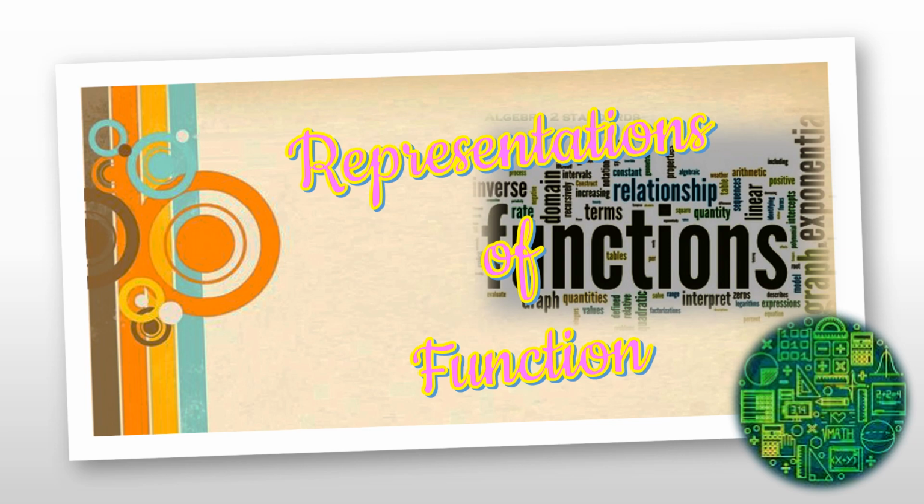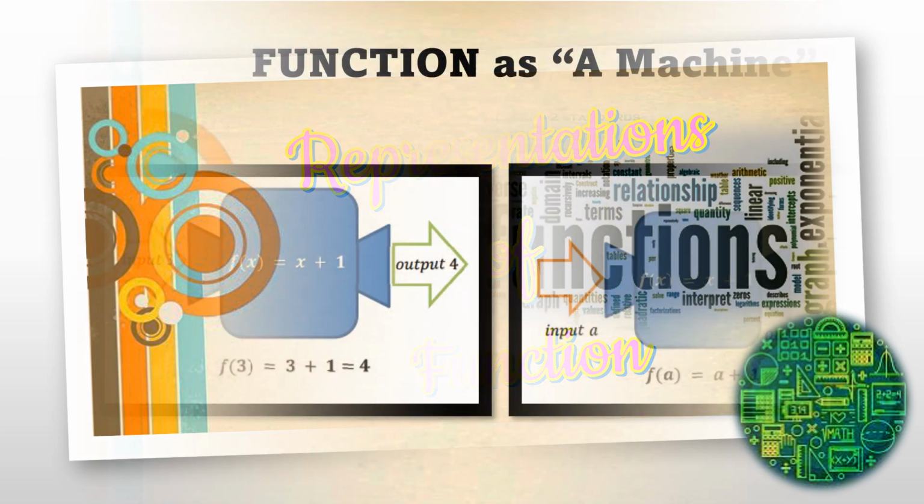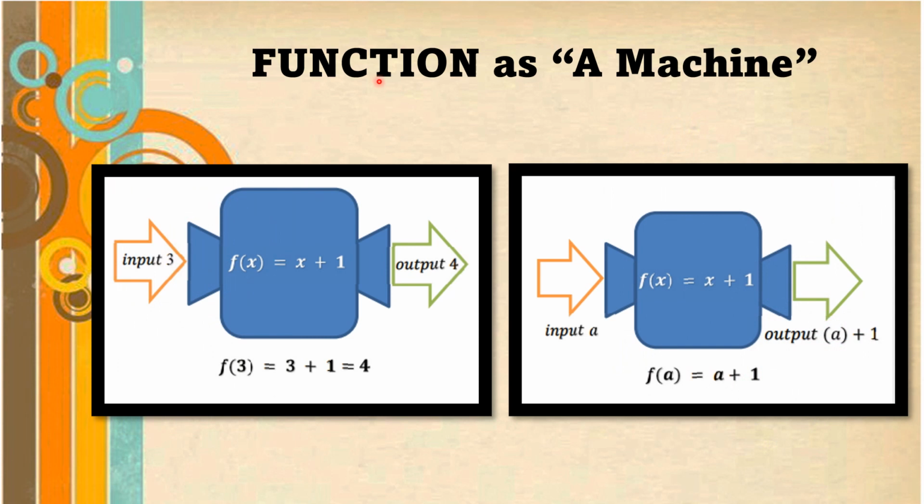Let's proceed with representations of functions. So we have here function as a machine. When we talk about a machine, it involves input, process, and output. In our first illustration, we have input 3. 3 is the input, and here is the machine in the form of the equation f of x equals x plus 1. All we need to do is substitute 3 for the variable x. So we have f of 3 is equal to 3 plus 1.